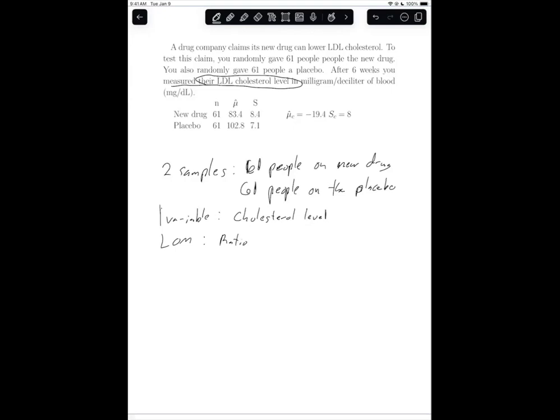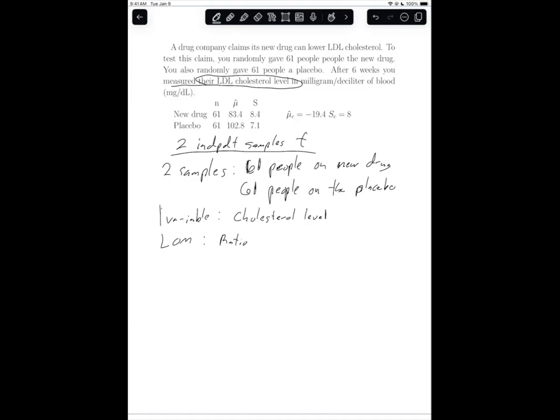So because we have two samples and one variable that is ratio, this is how we know that the test situation is the two independent samples T test situation.